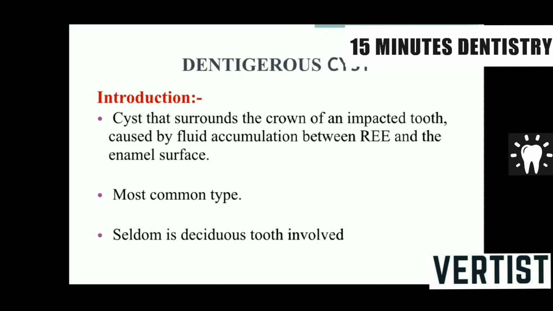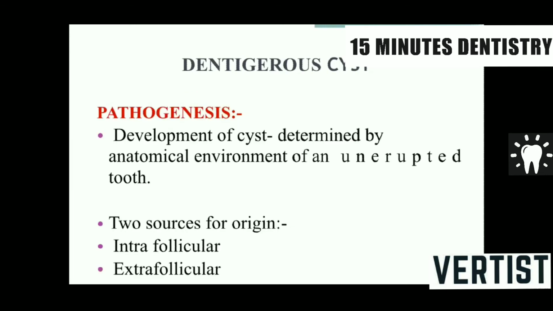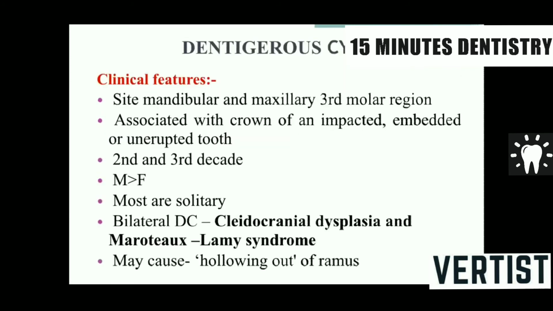Dentigerous cyst is the cyst which is found associated with an impacted tooth, and since the mandibular third molar is the most commonly impacted tooth, dentigerous cyst is commonly found associated with the impacted mandibular third molar. Very seldom it is associated with a deciduous tooth. The cyst develops by accumulation of fluid between the reduced enamel epithelium and the tooth surface. So when you study this cyst microscopically, the epithelial lining looks like reduced enamel epithelium. The sites are the mandibular and maxillary third molars, followed by maxillary canines.